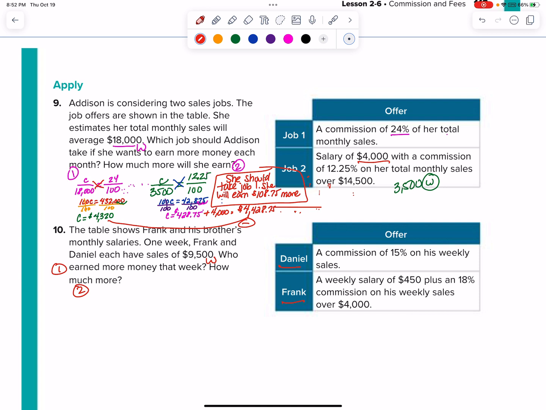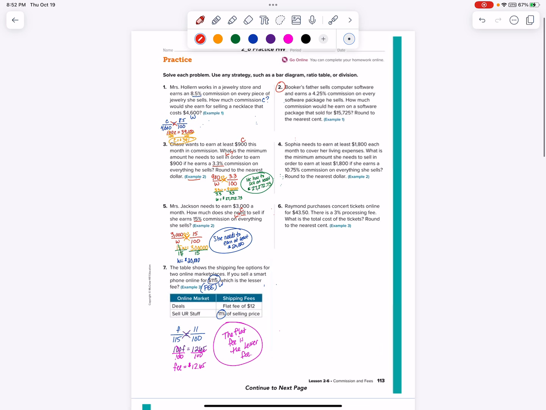Frank, though, is going to get 18% on anything over 4,000. So remember right away, you need to take your 9,500 and subtract the 4,000 to find out what his amount of sales is, because you're taking that 18% of that. Okay, and then don't forget to add on his weekly salary. Figure out who earned more and how much more. Is it Daniel or is it Frank? And then you just have 2, 4, and 6 to do as well. If you need help with any of that, please let me know. I'm always happy to help you out.